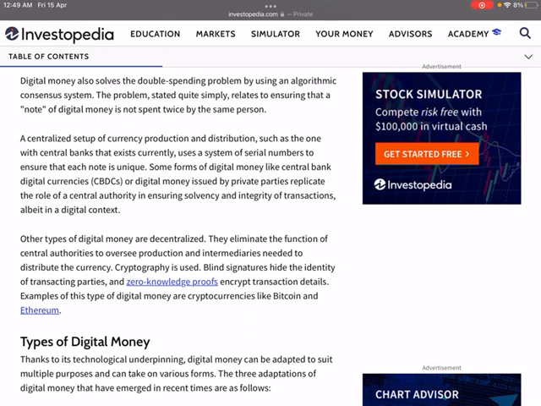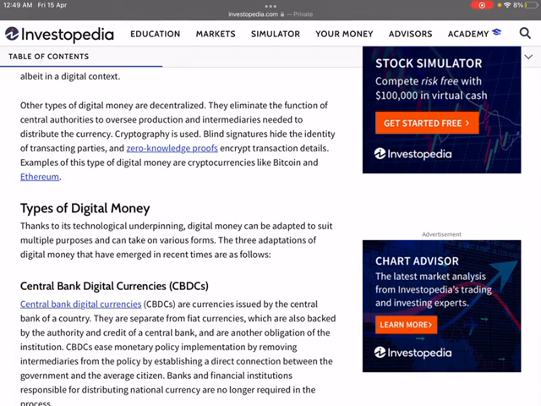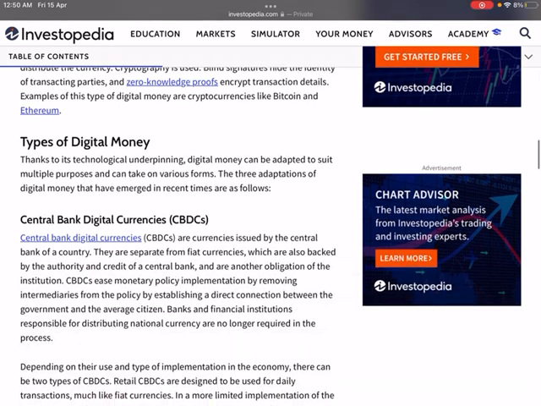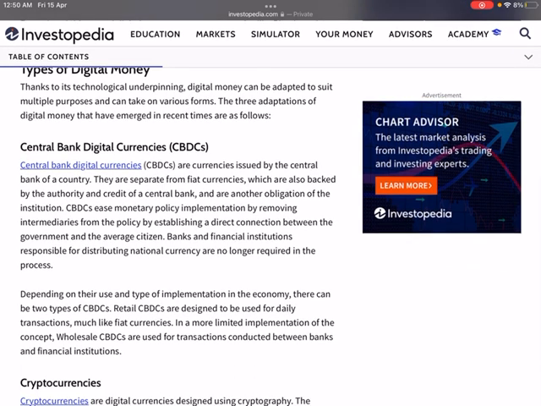Thanks to the technology underpinning it, digital money can be adapted to suit multiple purposes and can take on various forms. The three adaptations of digital money that have emerged in recent times are as follows. Central bank digital currencies are issued by the central bank of a country. They are separate from fiat currencies, which are also backed by the authority and credit of a central bank, and are another obligation of the institution.